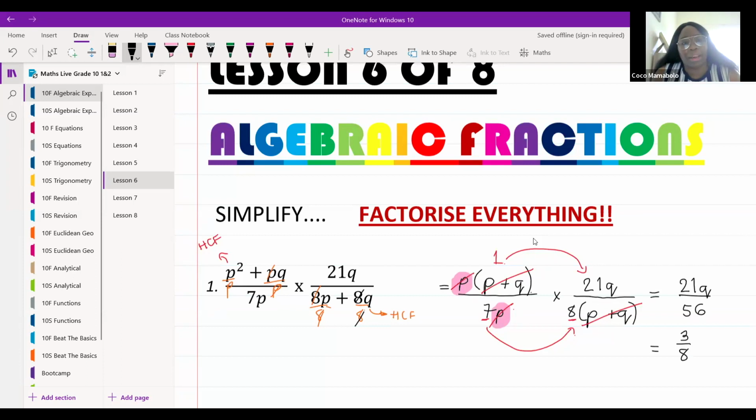But at the top here, what did we still have at the top? It wasn't just 3 over 8. What was still sitting at the top, at the numerator? The q, correct. So this actually becomes 3q over 8.